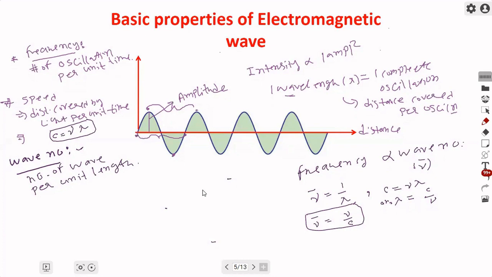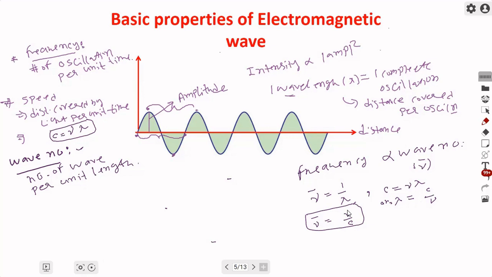Again, from the definitions of wave number and wavelength, they are basically reciprocals of each other, because wavelength means the distance traveled by a wave per oscillation, and wave number means the number of waves per unit length. So wave number is 1 by lambda. Lambda and c are related by the earlier relation, so we can write lambda equals c by nu. So wave number is frequency divided by the speed of light.